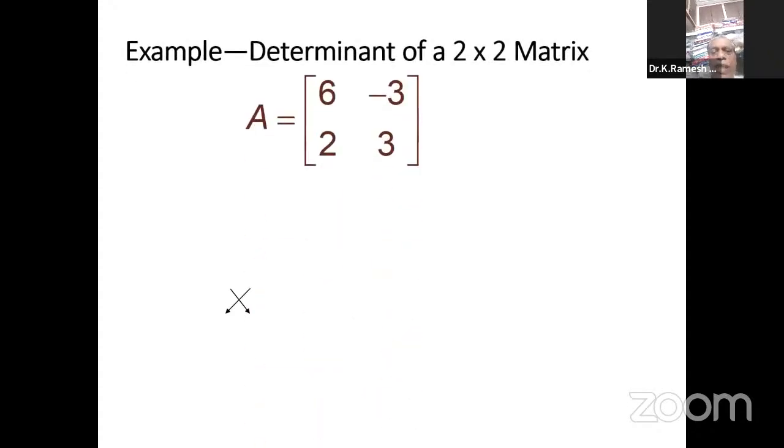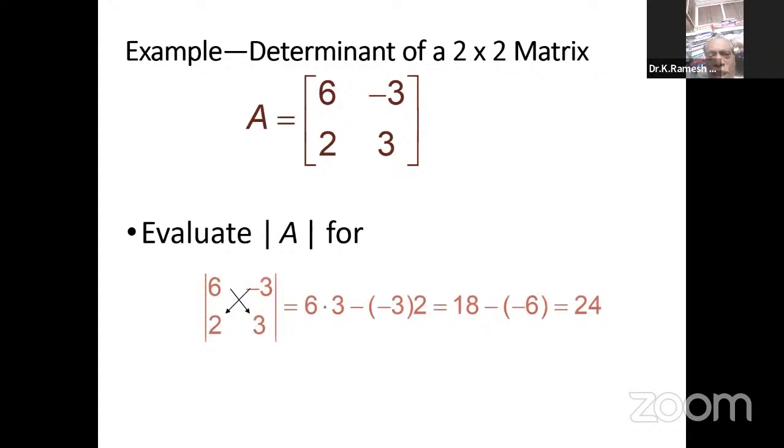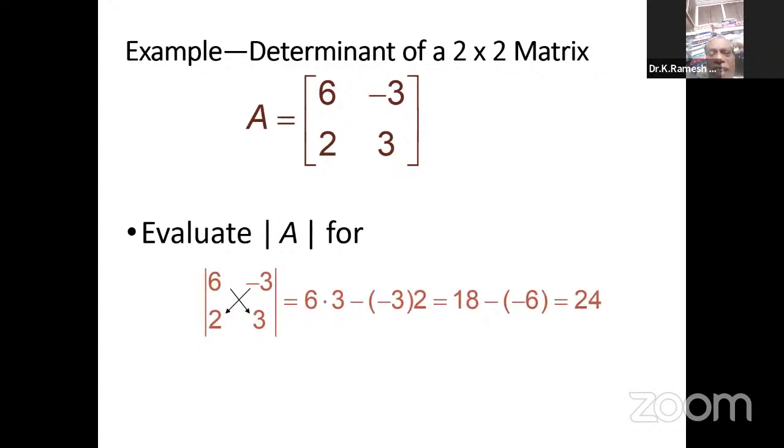If you want to find determinant of 6, minus 3, 2 and 3, first we find the product of 6 and 3, that is 18. Then cross product, we get minus 6. That is minus of minus 6 will be plus 6. So if you add these, you will get 24. So 24 is the determinant of a 2 by 2 matrix. Next slide.